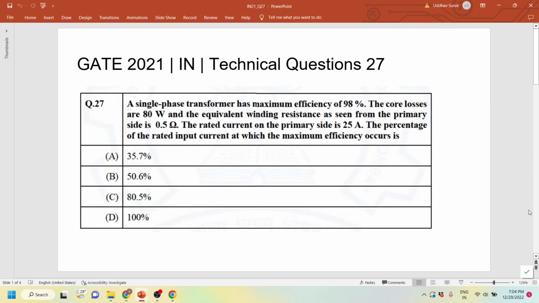So let us start with the first question today. It is from GATE 2021 Instrumentation, Technical Question 27. This question is from electrical machines.